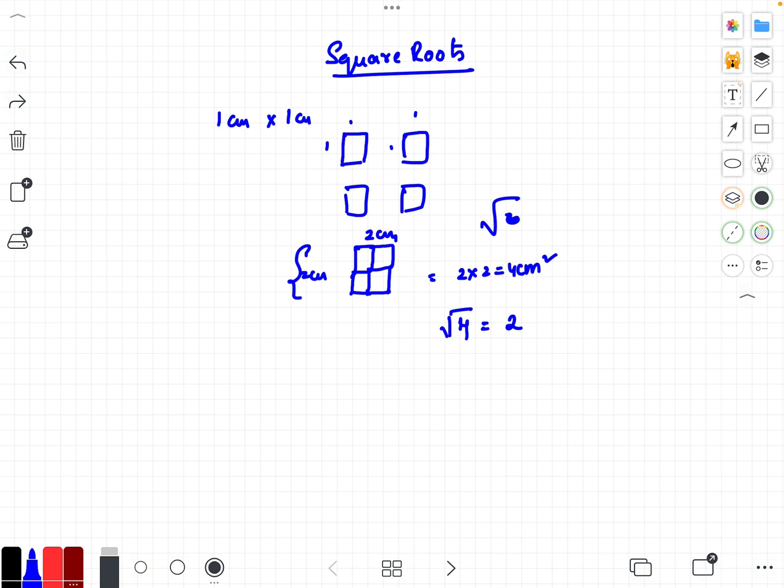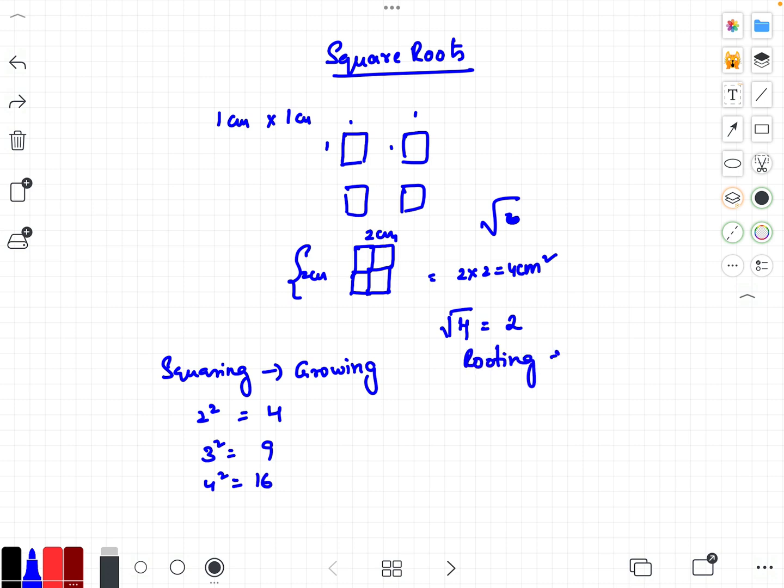So what is squaring? Squaring usually means growing. So when you say 2 square, it will become 4. 3 square, it will become 9. 4 square, it will become 16. What about rooting? Rooting means shrinking, which means reducing in size. Say square root of 4 means you will get 2. Square root of 9 means you will get 3. Square root of 16 means you will get 4. Square root of 25 means it is 5. So in this way you will get different values for square roots.